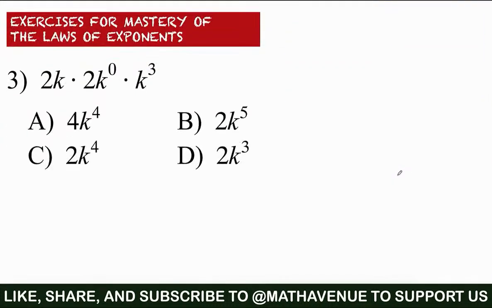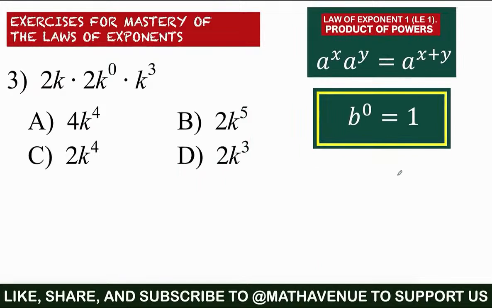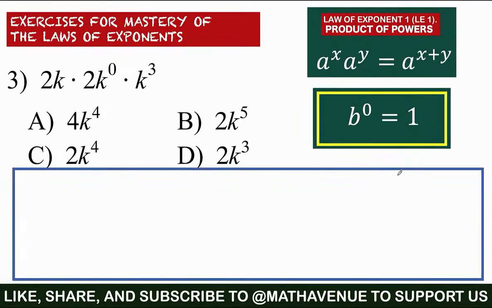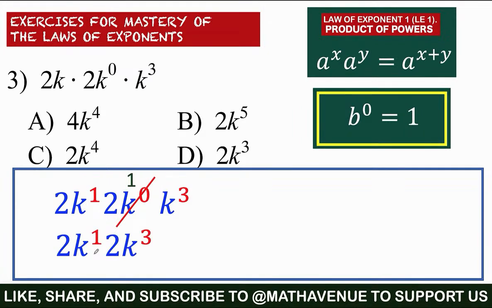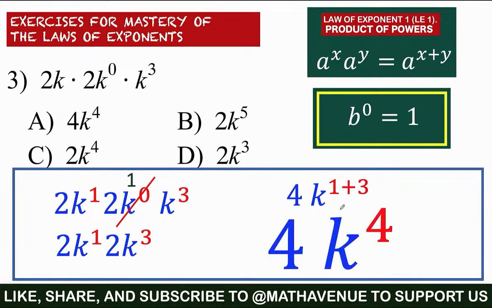Next example, here we have zero exponent, and these are the laws of exponents that we are going to apply. Copy the problem first. Now, let's deal with k raised to 0. That must be equal to 1, and all the other factors multiplied by 1 will not change its value, so just ignore that one. Then multiply this result. 2k to the first times 2k to the third is equal to 4k to the fourth. And so that is now our answer. And that is letter A.